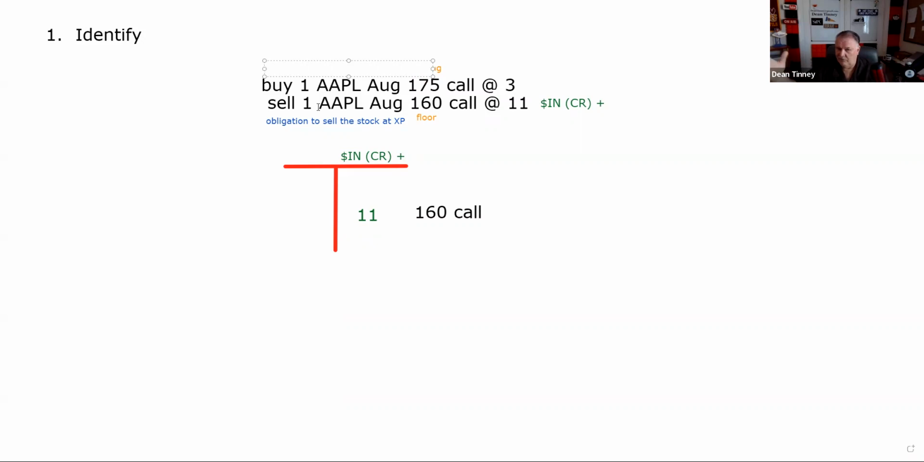Right. So, they would say your customer buys one Apple August 175 call at 3, and sells one Apple August 160 call at 11. Doesn't matter where Apple's at when we do it. And this is a choice. I want to keep this clean. So it looks like I accidentally moved my spread in here. I like to stack my legs. Again, the conversation is not testable. But the reason I like to stack my legs is because it makes it easier for me to do my analysis based on this floor and the ceiling.